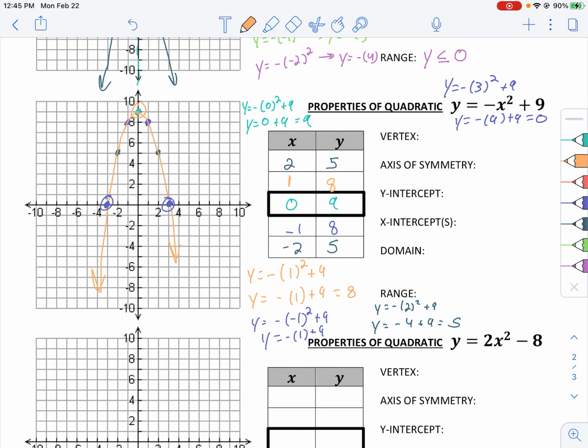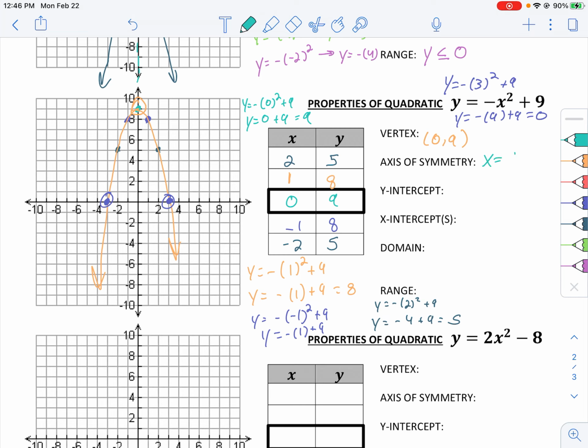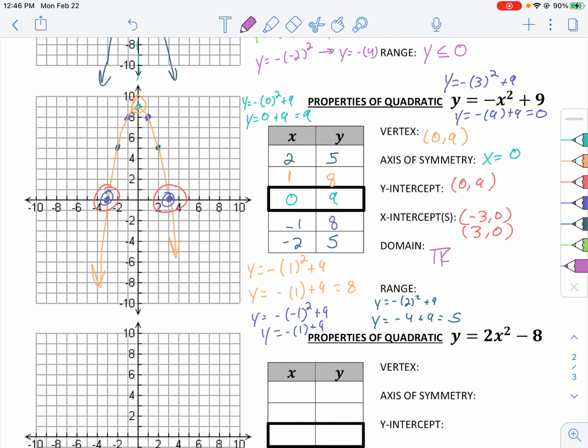Our vertex in this equation does change a little bit. We're at 0, 9. Axis of symmetry does not, though. We're at x is equal to 0. Our y-intercept, 0, 9, same as that vertex. The x-intercepts this time, there's 2 of them. There's one at negative 3, 0, and then there's one at 3, 0. Domain, always all real numbers, so just always put it. And in this case, all of these numbers are underneath positive 9, so y is less than or equal to 9.